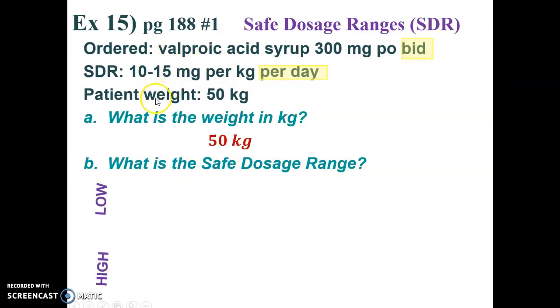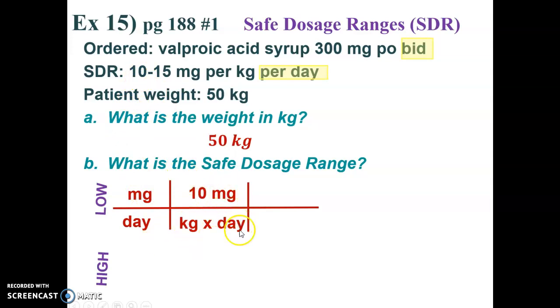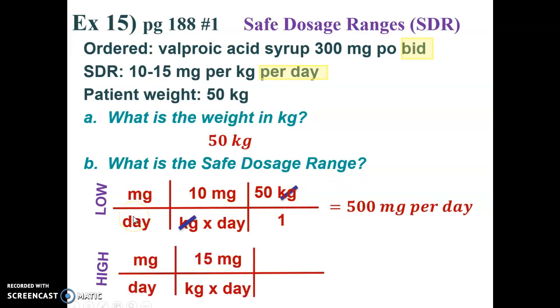Part B, what is the safe dosage range? So there's a low and a high, and it's written milligram per kilogram per day. So let's start desired answer as milligram per day. And we're going to go with the low number, 10 milligram per kilogram per day. And when you get rid of the kilograms, right? So they gave us our weight in kilograms, so we're just going to bring that in. Kilograms cancel, and we get an answer of 500 milligrams per day. On the high side, it's the same math. We're just working with 15 milligram per kilogram per day. Multiply it by the 50, and we get 750 milligram per day.